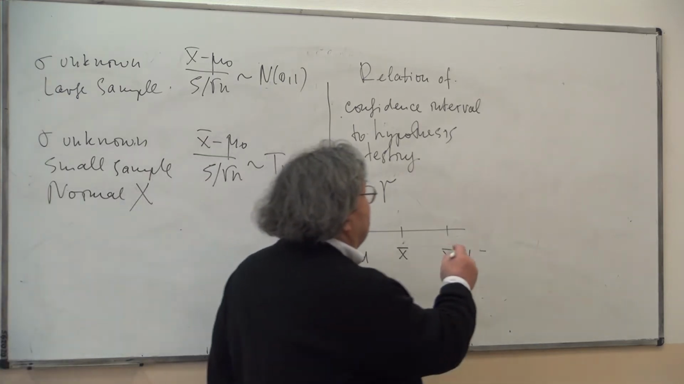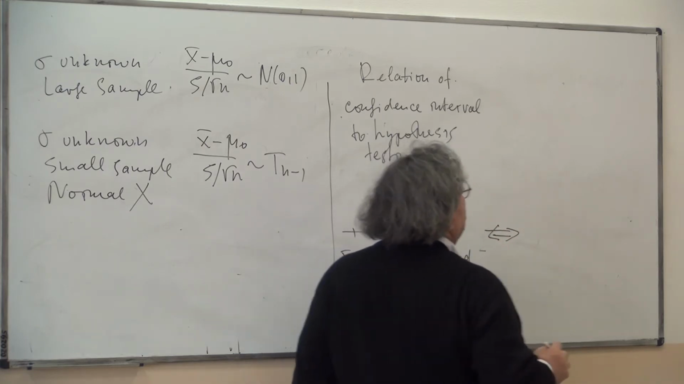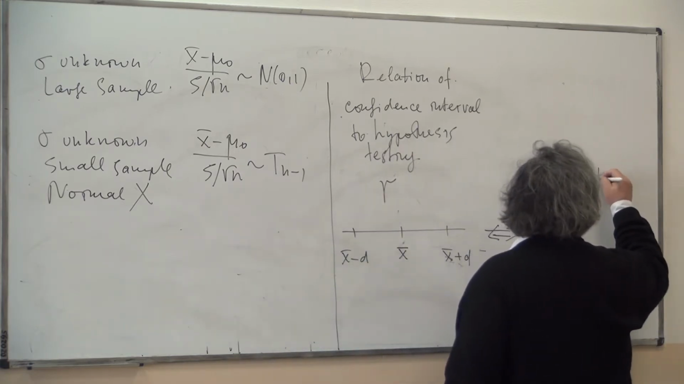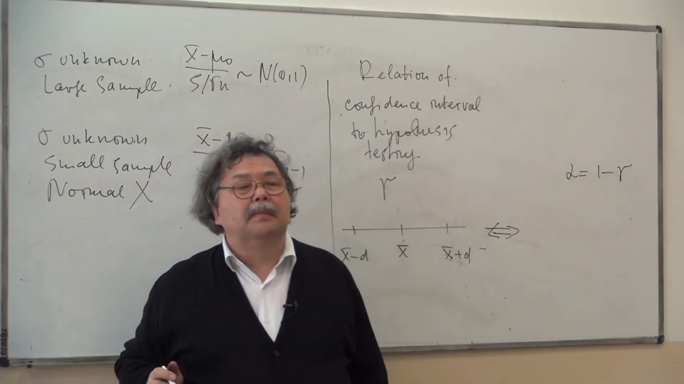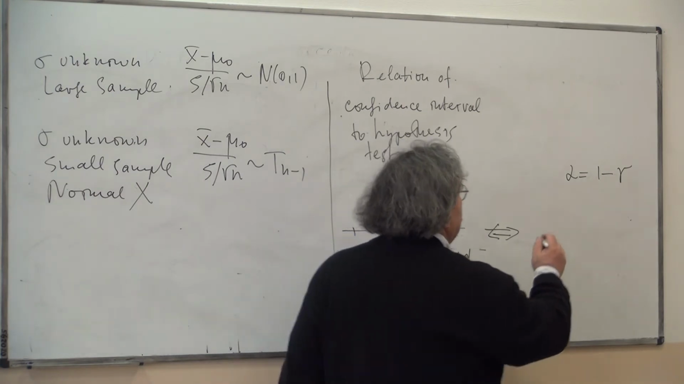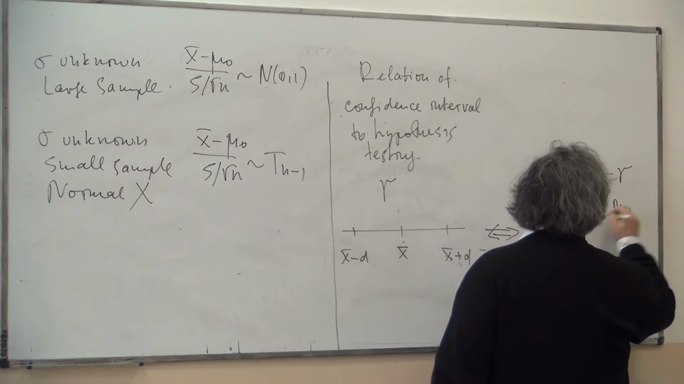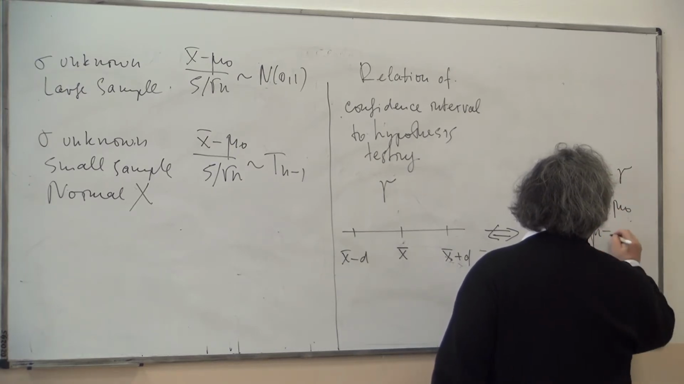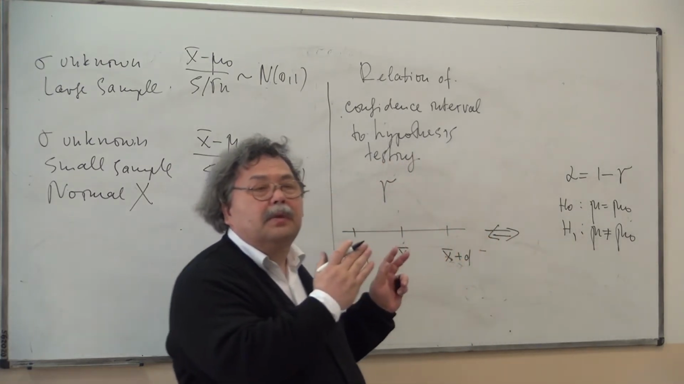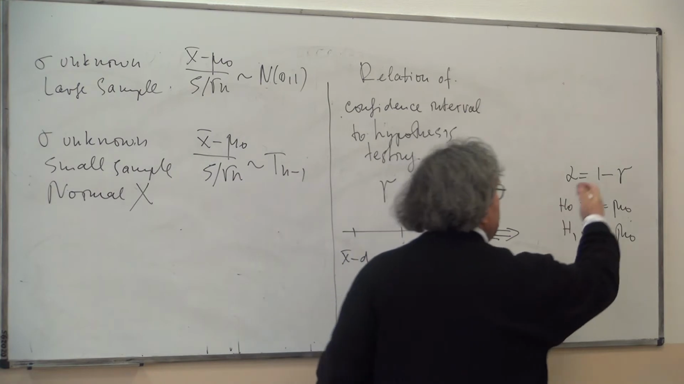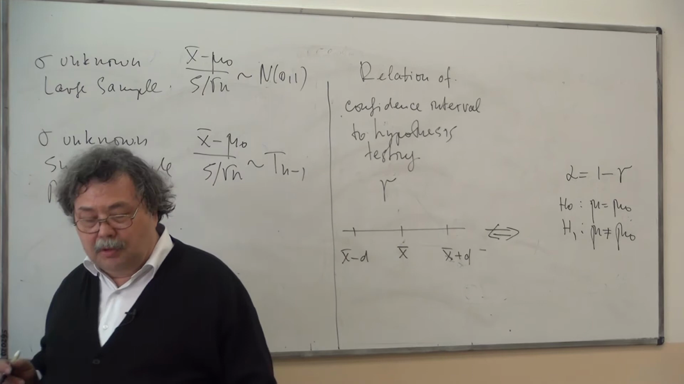All right, and this problem relates to this. If we define alpha to be 1 minus gamma, then this problem of constructing a confidence interval has a direct relation to the problem of testing this hypothesis, mu equals mu 0.